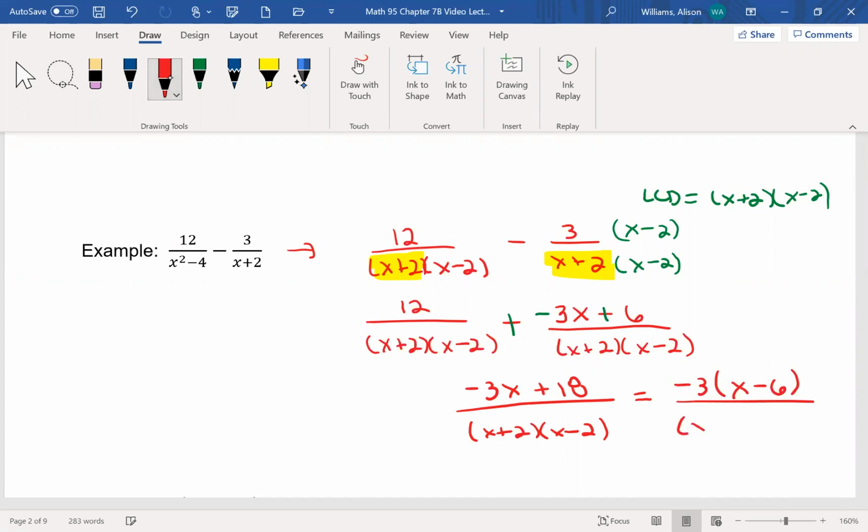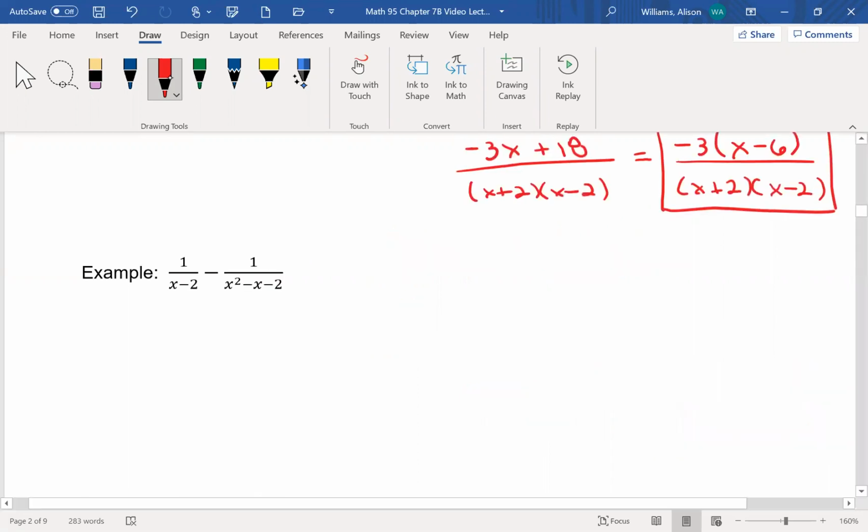Okay, so it didn't end up actually reducing with anything, but that's okay. We should just get into the habit of factoring where we can so that we can check. Get ourselves thinking that way so that we don't miss any sort of simplifying. All right, let's try this one.